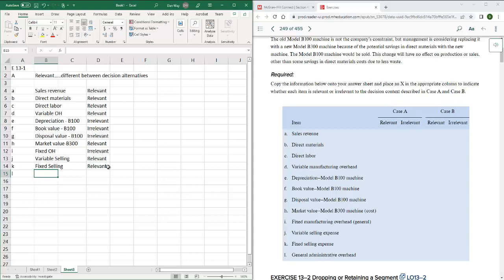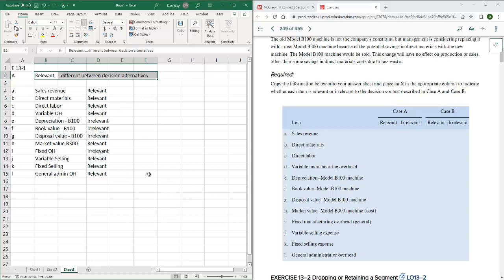And then finally, letter L, the general administrative overhead. Just to recap this along with fixed selling, it said it would take an increase if we ramped up production. So that makes that cost relevant to this decision as well. Again, relevance for us is just whether the cost or revenue item would differ in one choice versus the other. And in this particular case, the choice was don't buy the B300 versus buy the B300. And that was all that was pertinent to that decision context.